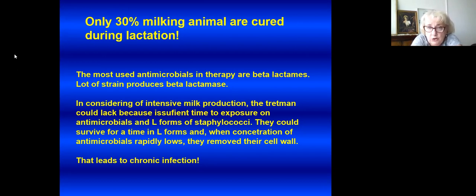In intensive dairy production, animals excrete milk intensively, and the concentration of antimicrobials rapidly falls. They could survive for long times, sometimes in L forms, and when the concentration of antimicrobial falls, they remove their cell walls. This is a reason for recidives. This also leads to chronic infection, especially in older animals.